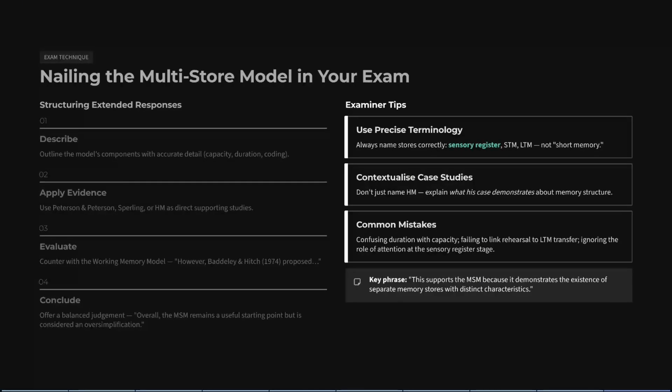In the next video, we move directly onto the working memory model, Baddeley and Hitch's more detailed account of what is actually happening inside STM.